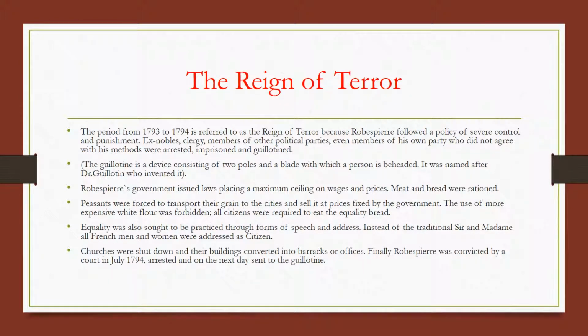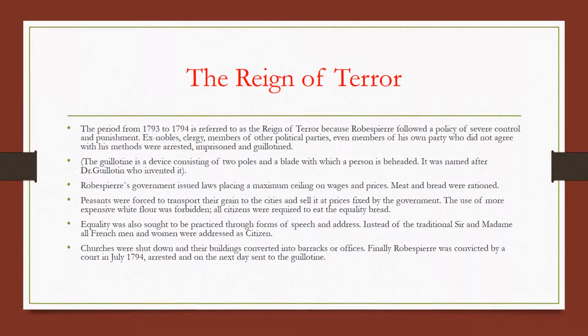Equality was also sought to be practiced through forms of speech and address. Instead of the traditional sir and madam, all French men and women were addressed as citizen. Churches were shut down and their buildings converted into barracks or offices. Finally, Robespierre was convicted by a court in July 1794, arrested and on the next day sent to the guillotine.